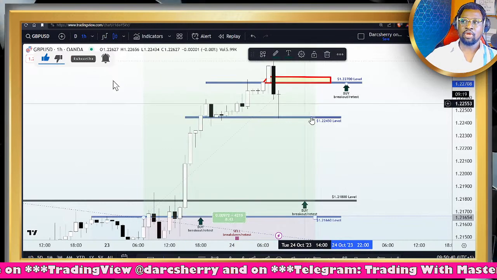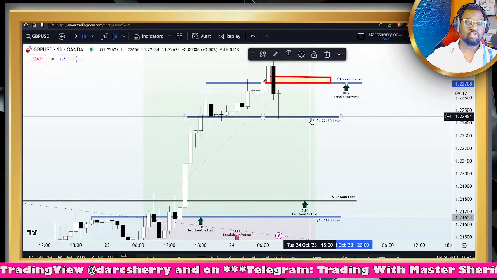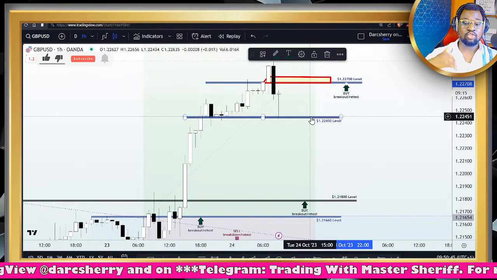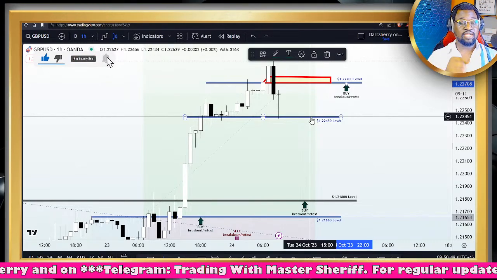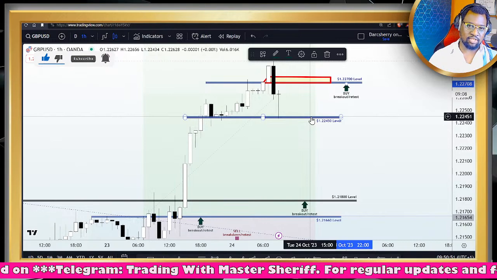So we want to be looking at anywhere above the 1.22700 area to add more buy positions to our existing trade. Now, there are two ways in which we can capitalize on this.